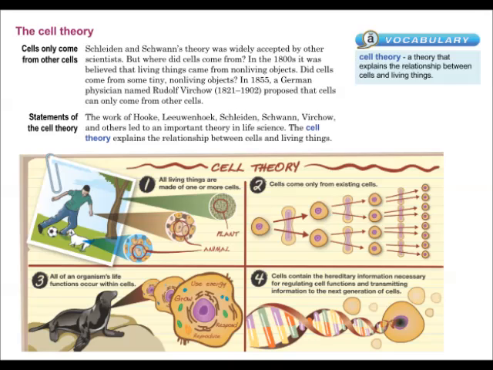The work of Hooke, Leeuwenhoek, Schleiden, Schwann, and Virchow, and others led to an important theory in life science. The cell theory explains the relationship between living things. There are 4 parts. Number 1, all living things are made of 1 or more cells. 2, cells come from only existing cells. 3, all of an organism's life functions occur within cells. And 4, cells contain hereditary information for regulating cell function and for giving information to the next generation.